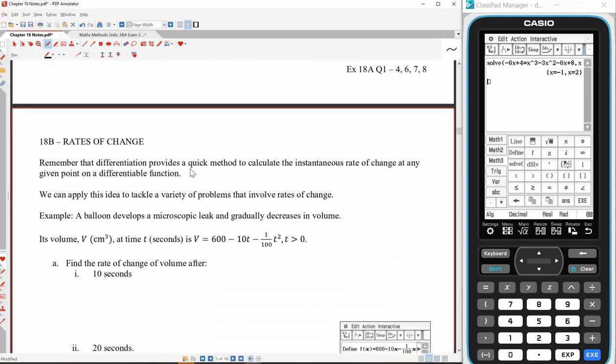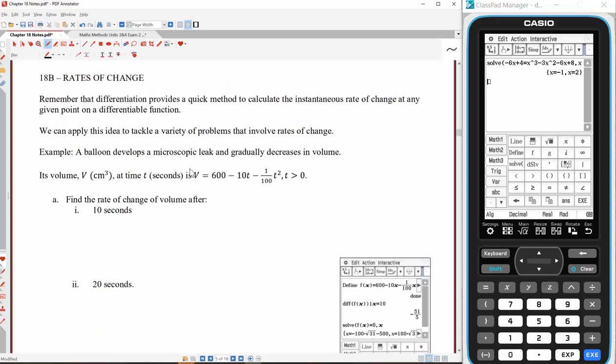All right, so we finished off the lesson looking at rates of change, and we did 2 problems, and this again was a CAS-based problem. So what we'll do is this question here: a balloon develops a microscopic leak and gradually decreases in volume according to this function here. So what we'll do is we'll actually use our calculator to help us with this one. So let's go define f of x equals, our function is 600 take away 10x take away 1 over 100 multiplied by x squared.